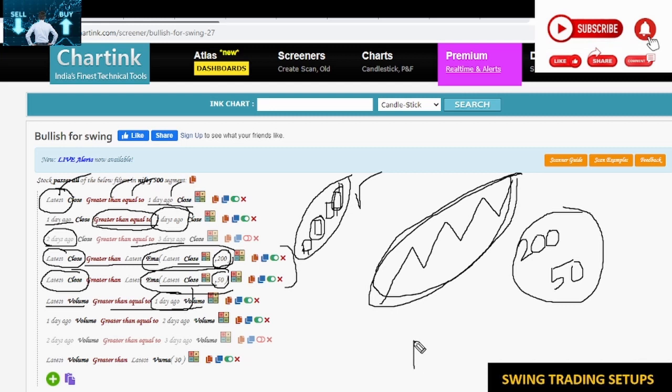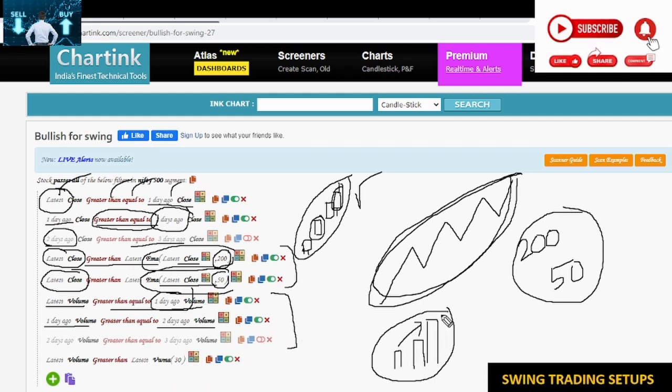Means if volume is formed like this on one day, then the next volume should be somewhat like this. And then again, one more check on the volume, that the last day volume was greater than the volume generated before that, that is on the second last day, somewhat over here. By these three setups, we will be finding a volume screen like this, that the volume will be gradually increasing.